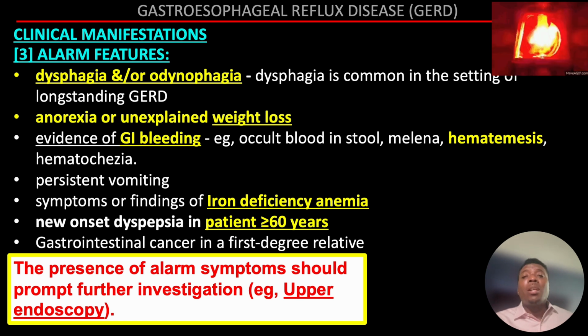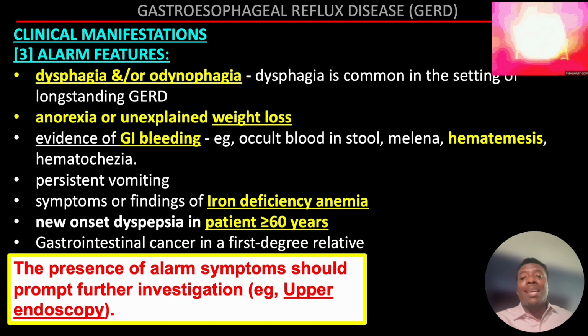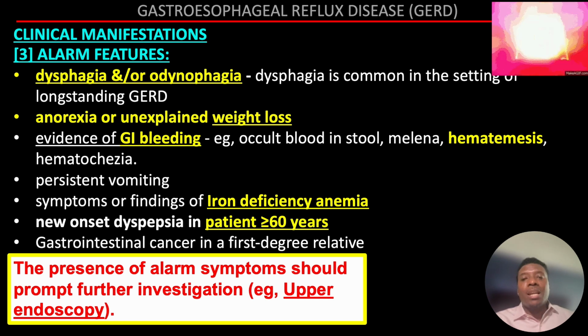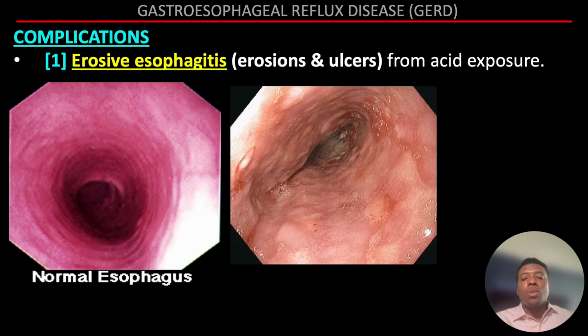If they have any of these alarm symptoms, it's very important to recognize that on examinations because any of these alarm symptoms require an upper endoscopy to rule out complications of GERD. Remember that classic GERD is a clinical diagnosis. Complicated GERD requires an upper endoscopy with biopsy to rule out complications of GERD. So what are the most common complications? There are 4 major complications, and they all go back to the pathophysiology.